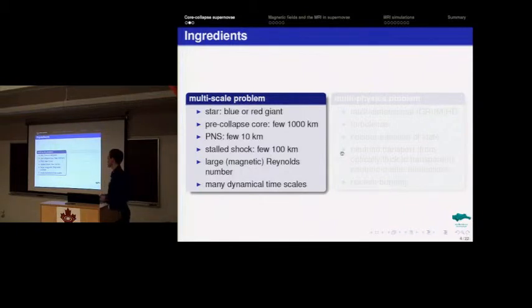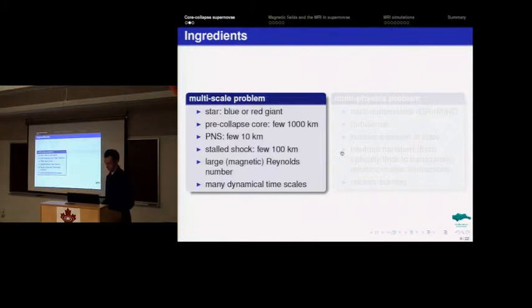After collapse, this mass is concentrated within a few tens of kilometers. The proto-neutron star, still hot in temperature, has a few tens up to maybe 50 kilometers. The shock wave stalls at a radius of around a few 100, 200 or 300 kilometers roughly. Because of those huge scales and the very tiny dissipation coefficients, we have very large hydrodynamic and magnetic Reynolds numbers.